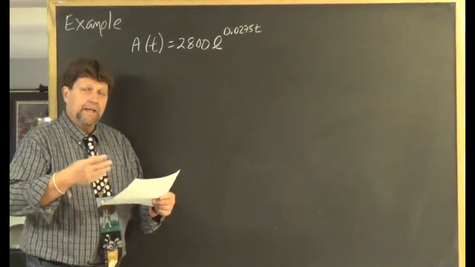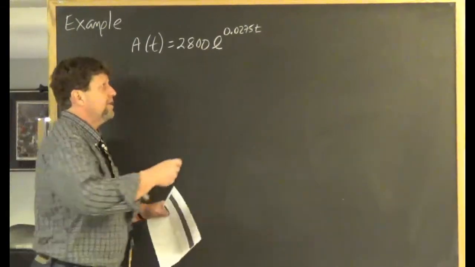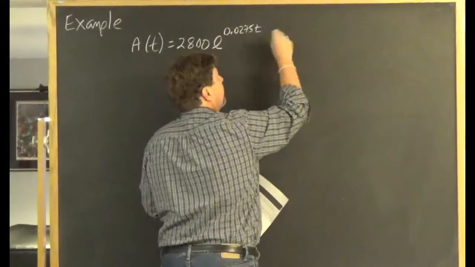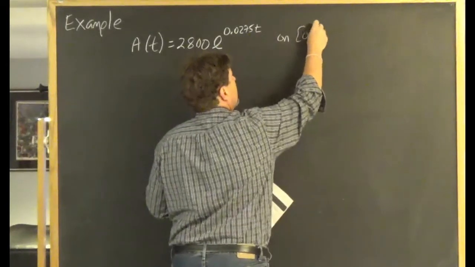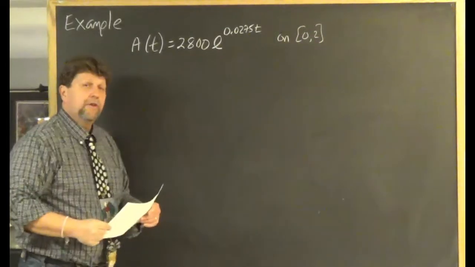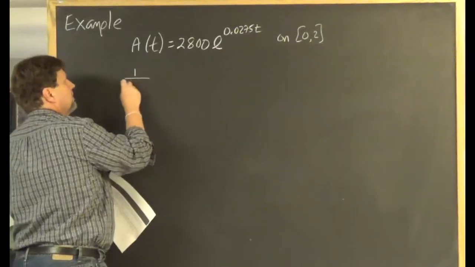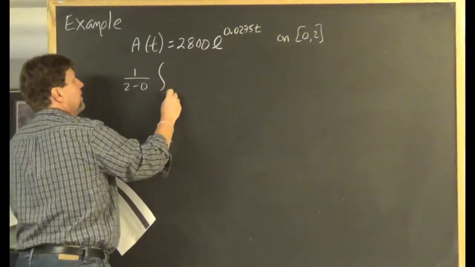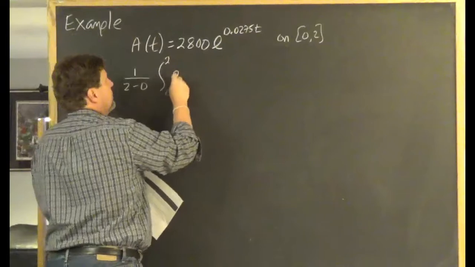Finding the average balance over the first 2 years is basically finding the average value of the function on the interval 0 to 2. So it's 1 over 2 minus 0, integrate from 0 to 2.